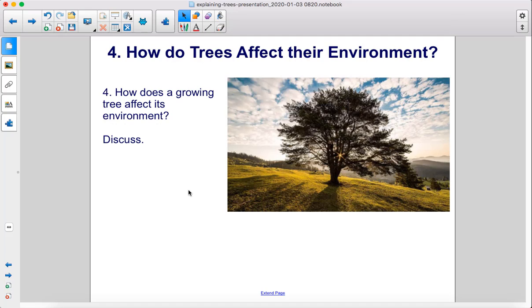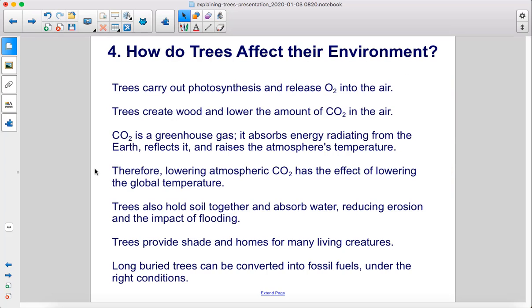Question 4. How does a growing tree affect its environment? Discuss. Trees carry out photosynthesis and release O2 into the air. Trees create wood and lower the amount of CO2 in the air. CO2 is a greenhouse gas. It absorbs energy radiating from the earth, reflects it, and raises the atmosphere's temperature. Therefore, lowering atmospheric CO2 has the effect of lowering the global temperature.